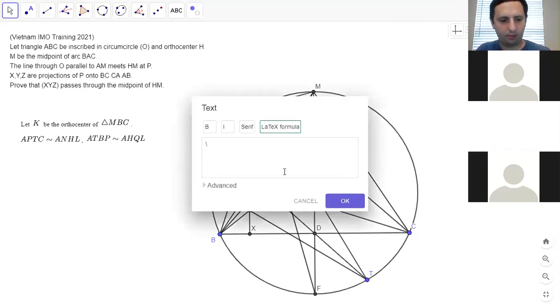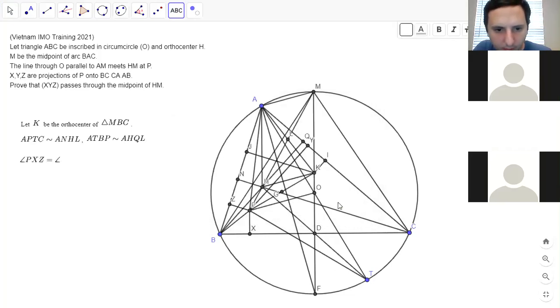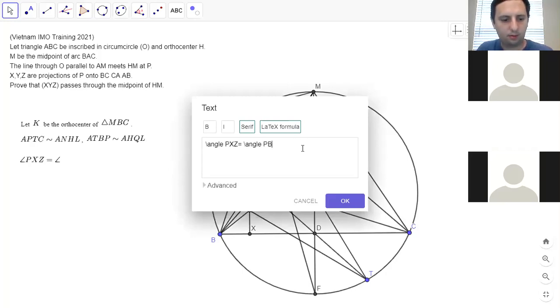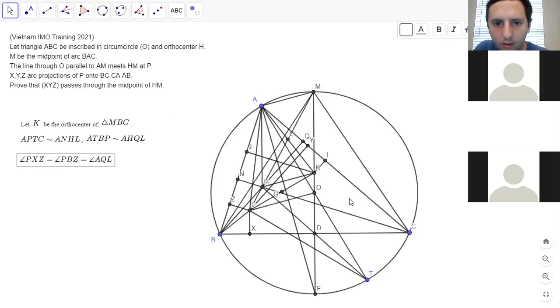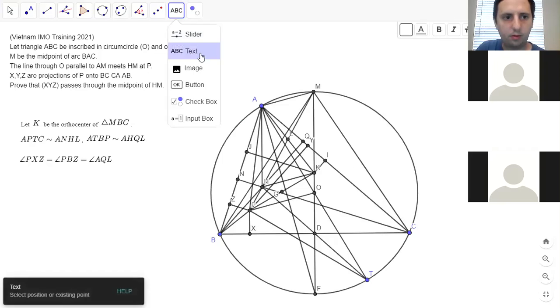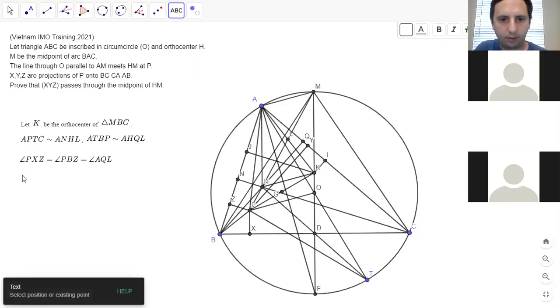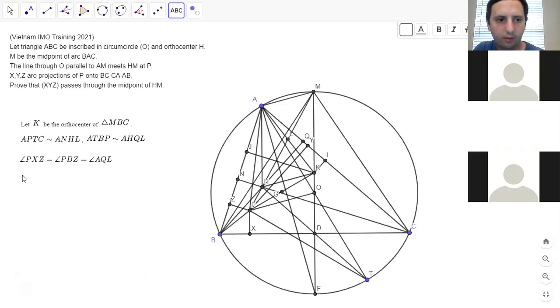So we have angle PXZ equals angle PBZ, which is ANL. Yeah. And then similarly, angle PXY equals angle ANL.